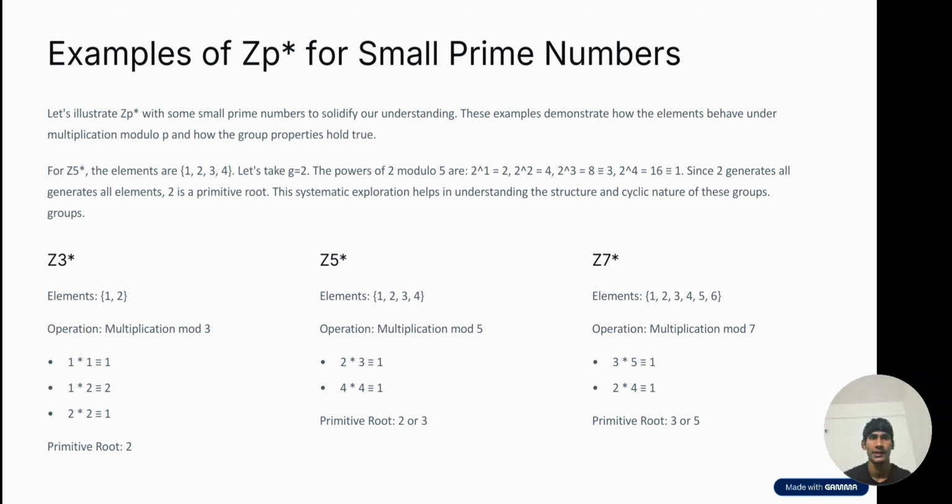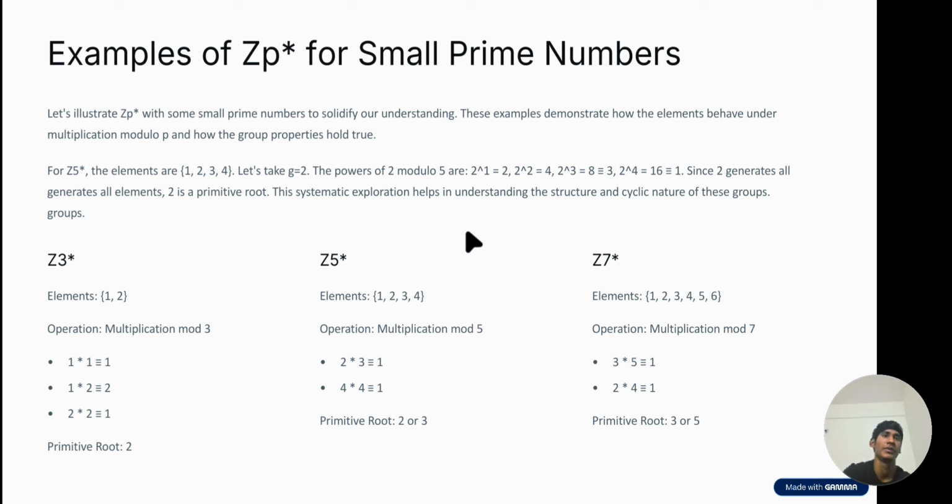For Z5, the elements are 1, 2, 3, 4. Let's take g equal to 2. 2 to the power 1 is equal to 2, 2 to the power 2 is equal to 4, 2 to the power 3 is equal to 8, and 2 to the power 4 is equal to 16. Since these powers generate all the elements, 2 is a primitive root.